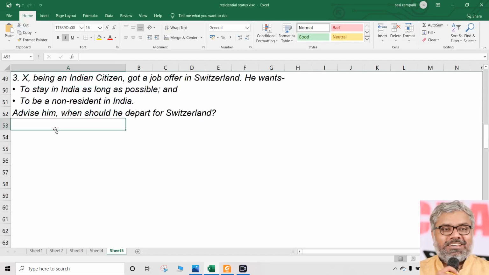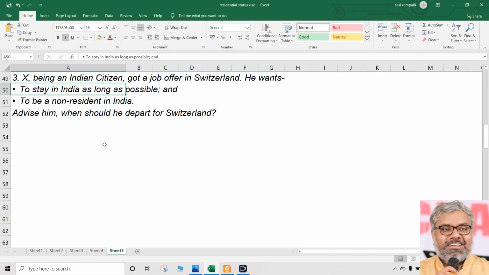This is a very interesting question. Hopefully, most of you should have done this correctly. Very important one. This actually is a test of whether you understood the residential status provisions perfectly or not. And a bit of common sense and logic also has to be applied, not just provisions. So let us see this question number 3.